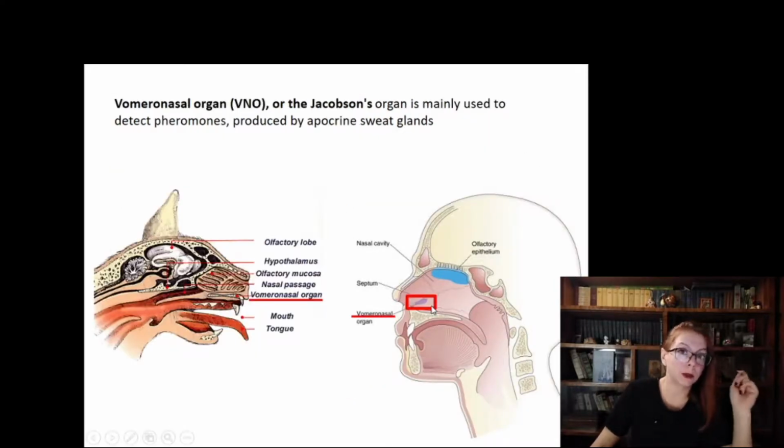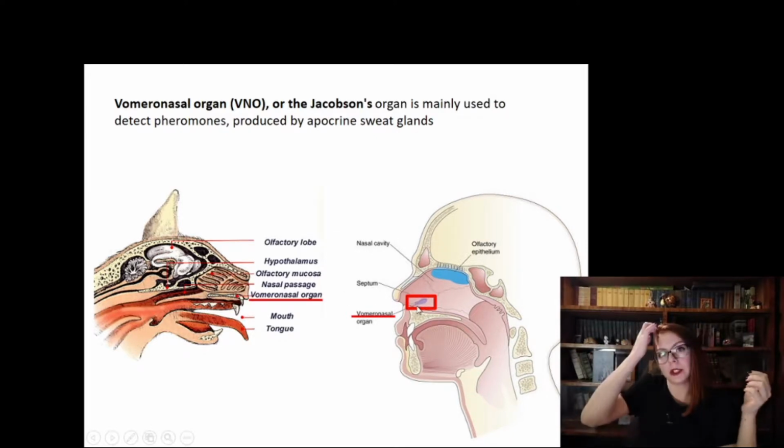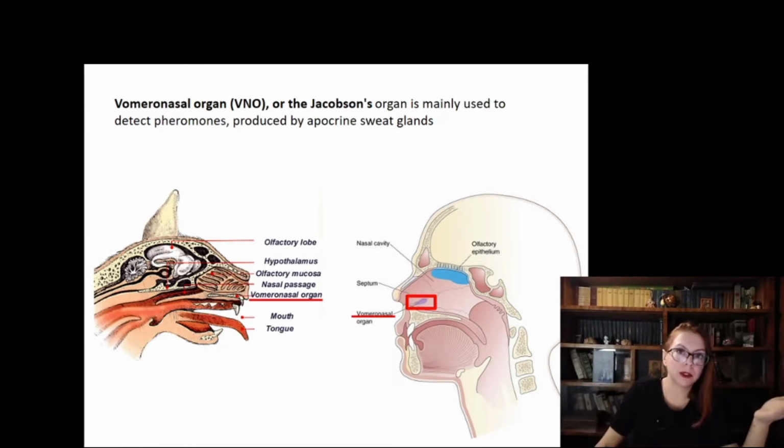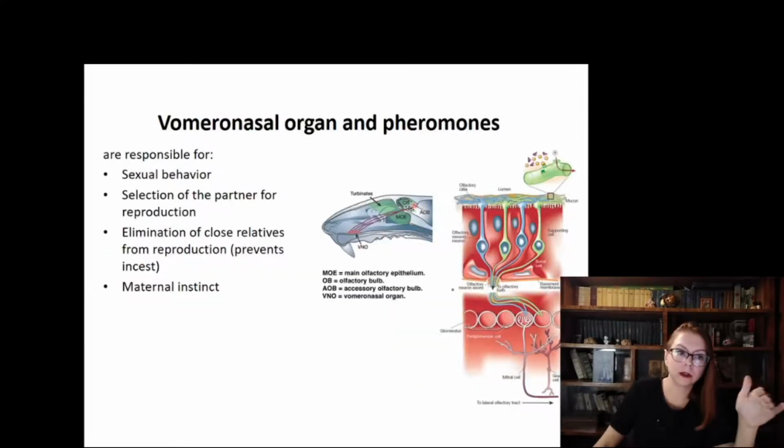Last time we had the topic of the respiratory system, and we remember that there is the olfactory epithelium in the nasal cavity, but also there is one more epithelium with a special function, which is much more developed in animals than in humans, but in any way it is present. Exactly here those substances produced by apocrine sweat glands are perceived, and together those pheromones in the vomeronasal organ are responsible for sexual behavior and for the maternal instinct.